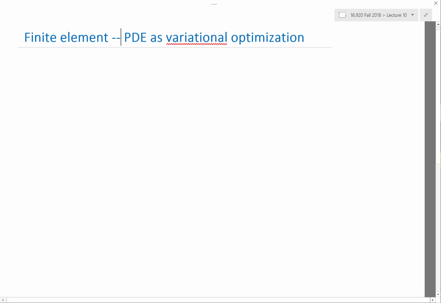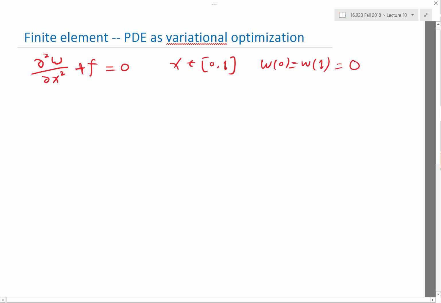So first of all, let's look at the Poisson equation, the second derivative of w with respect to just a single spatial dimension plus f would be equal to 0. And this is x in the domain of 0 and 1. You can easily generalize to other domains. And the boundary condition, right now we are just focusing on this very simple boundary condition. We are going to tell you a little bit later how to generalize to different kinds of boundary conditions. So now we have this particular type of differential equation coupled with boundary condition. Now let's turn it into a variational form.